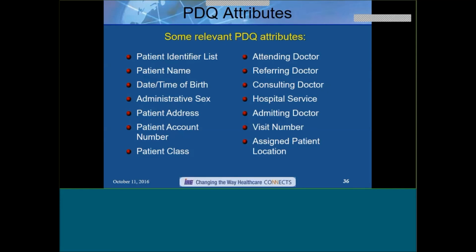And here we have a list of what someone thought were the important attributes or demographics data points included in PDQ. This is not the complete set. You'll find that with the transactions in the Volume 2 information in the technical framework.